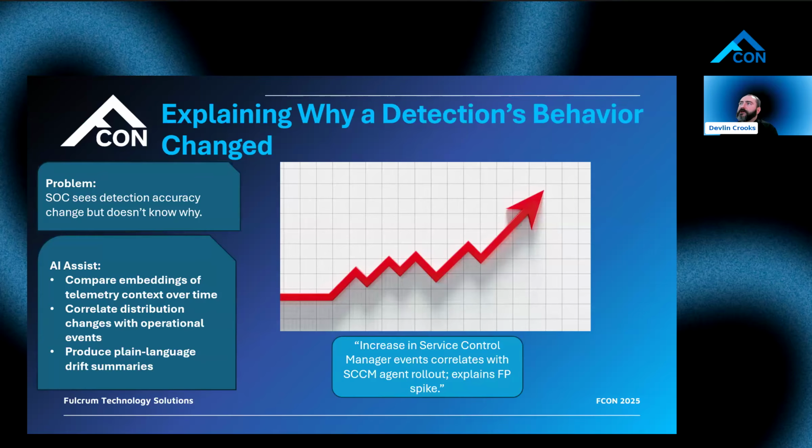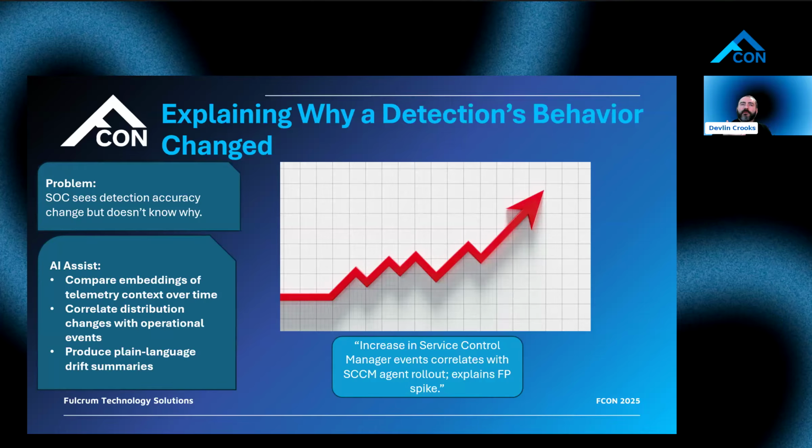Explaining why a detection's behavior changed. This is another thing that we want to add when it changes. It converts "something broke" into "why it broke." Every day we have our version control changes and we re-index. It enables continuous model governance and drift visibility. So for example, the SOC sees the detection actually change, but we don't know why. Why are we seeing this go higher?